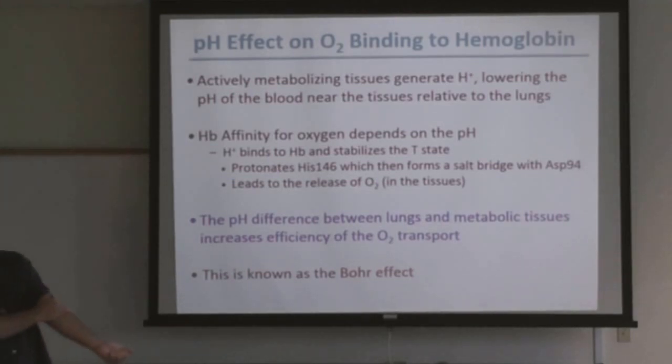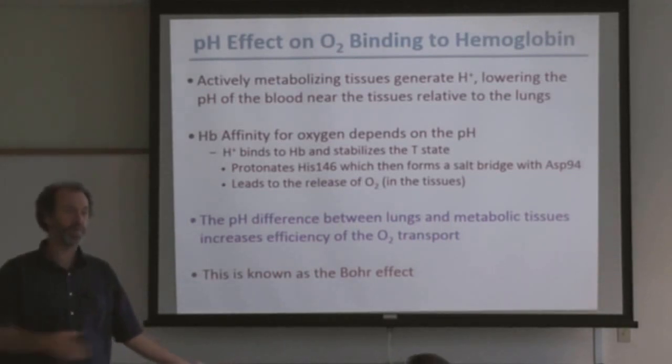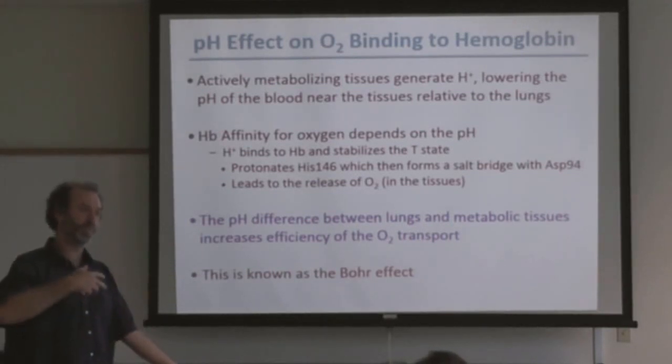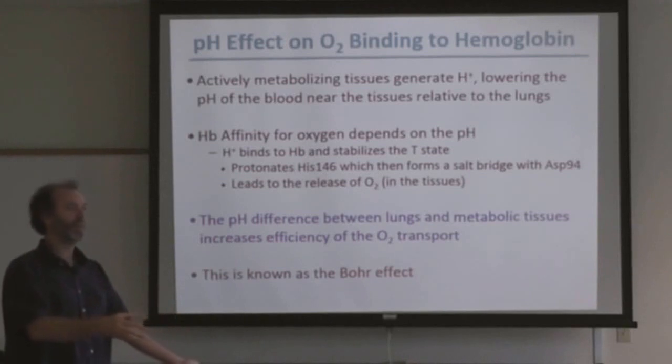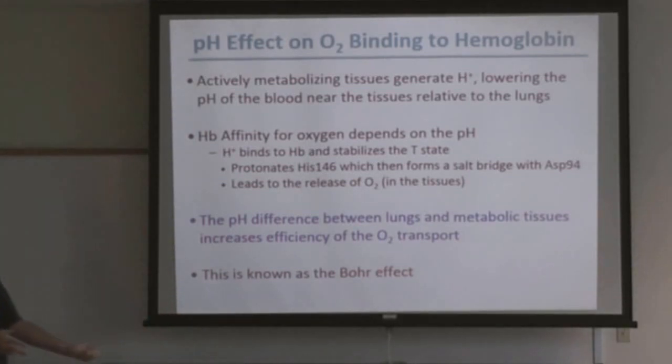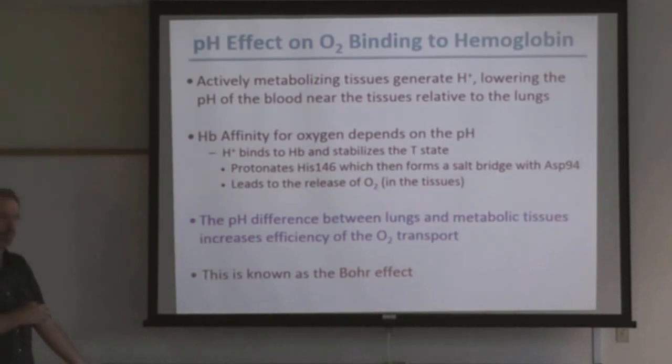Yeah, so because in the periphery where you have all the metabolism going on, the pH is lower. That's where you need the oxygen to be dropped off. So if the hemoglobin has a lower affinity for oxygen, it's more likely to get rid of more oxygen there where the pH is lower, where oxygen is needed for metabolism. Does that make sense?